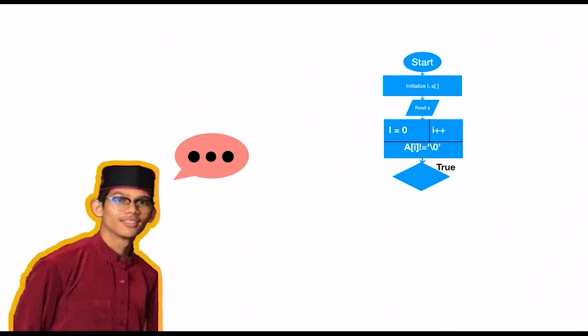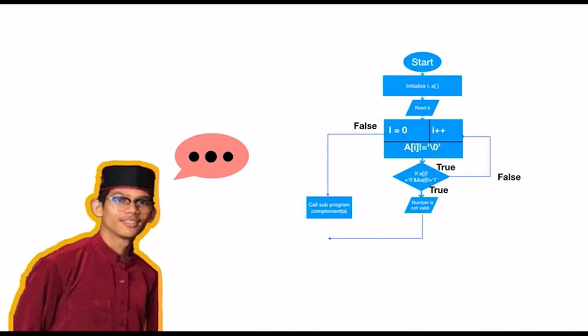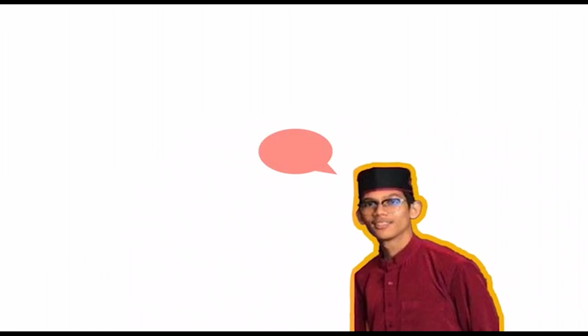First start, and then we go to the process, which is initialize integer. Then we go to read A, which is the input. After that, we go to the process, which is integer equal to 0. Then if it's false, we go to the call subprogram complement A. If it's true, we go to the decision, and if the decision is false, go again to the process. If it's true, number is not valid. After that, it stops. So we move to the hex to binary.